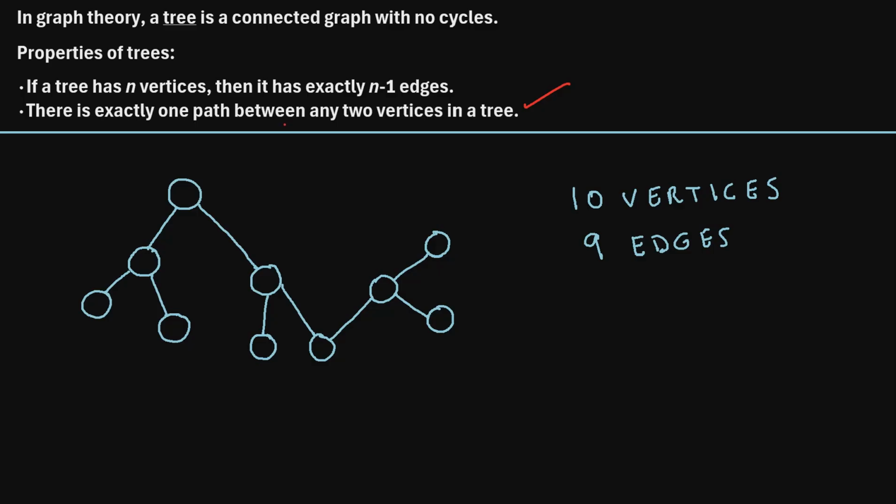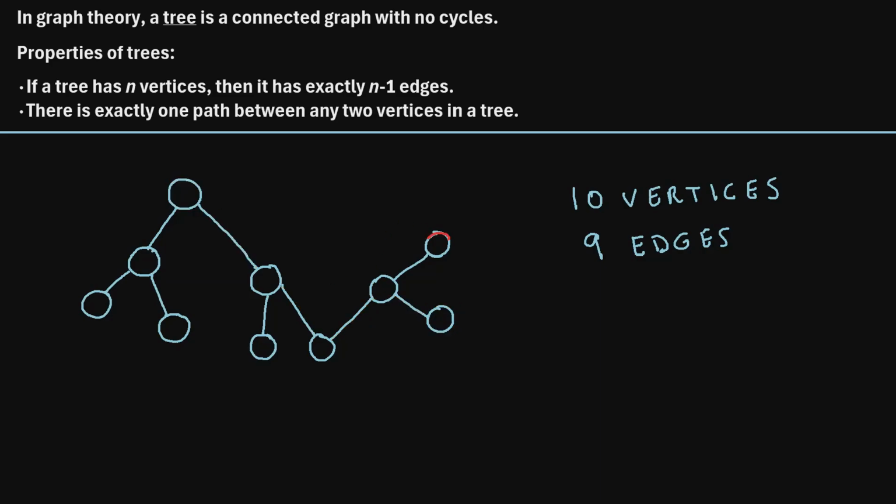And we can also observe that this property right here is true. So there's only one path between any two vertices in a tree. So for example, let's say you wanted to go from this vertex to this vertex. There's only one possible path that you could take to get there. And it's this path right here where we cross this edge, then this edge, and then this edge. This is the only way to get between those two vertices.